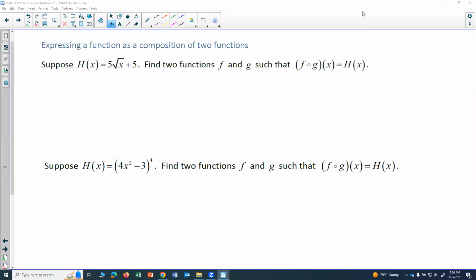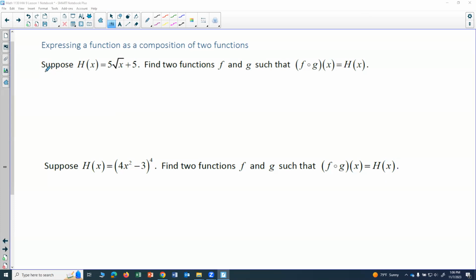In this video, we will explore expressing a function as a composition of two functions. This can come in handy in calculus when you're trying to do something called u-substitution. So it's important to get this skill now so that when you get to that point in your math, you'll be able to identify an inner and outer function.